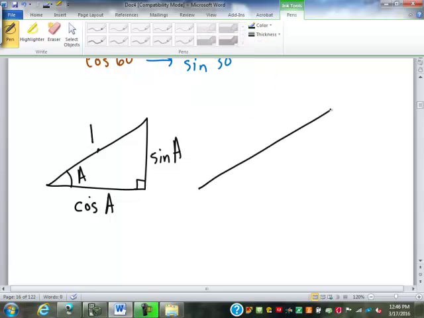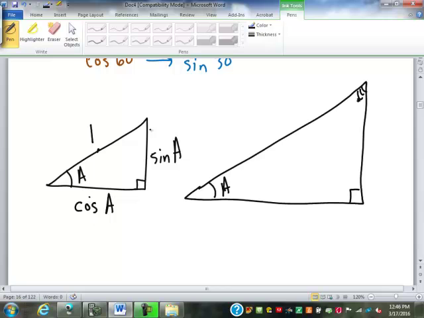Next to this, I want to put a generic triangle, a right triangle, of course. And this is angle A. Now, if I know that these two angles A are the same, and the right angles, of course, are the same, what do I know about this third angle up here? Yeah, it's going to be the same as this one. So these two triangles are similar. One's an enlargement or reduction of the other.